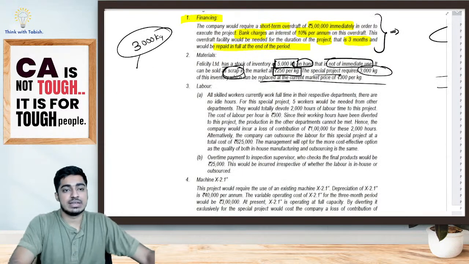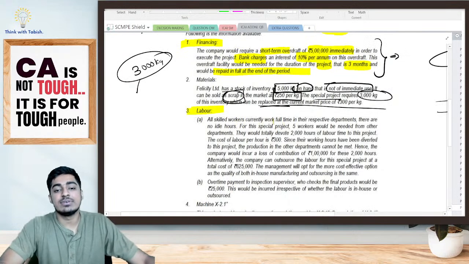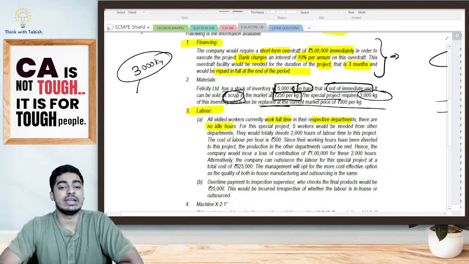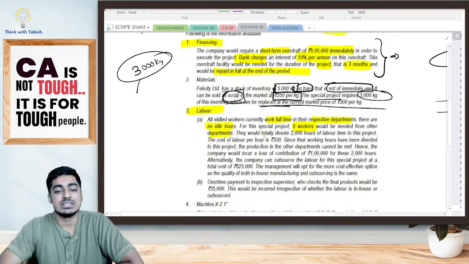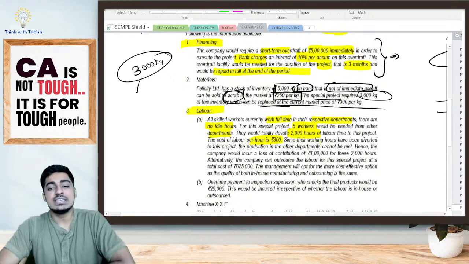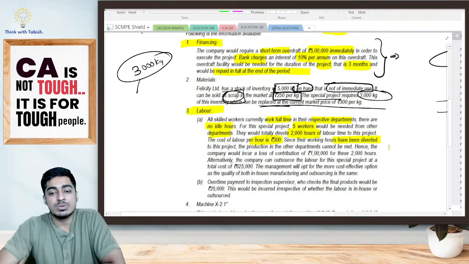Let's see what is given about labor. All skilled workers currently work full-time in their respective departments. There are no idle hours. For this special project, 5 workers would be needed from other departments. They would totally devote 2000 hours of labor time to this project. Cost of labor per hour is 300 rupees. Since their working hours have been diverted, the production in other departments cannot be met. Hence, the company would incur a loss of contribution of 1 lakh rupees.